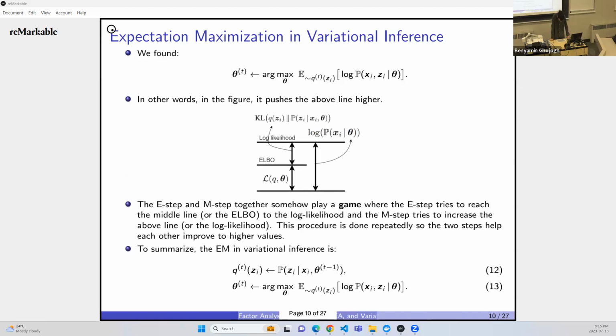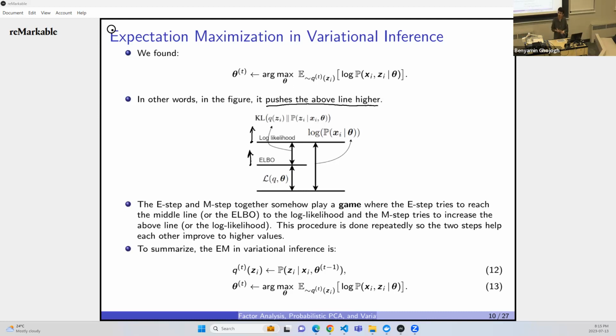This is what we found for the M step. So what does this M step do? It pushes the above line higher. So it pushes this higher. So it's making a game. It's playing a game. Once it's in the E step, it pushes the ELBO above.